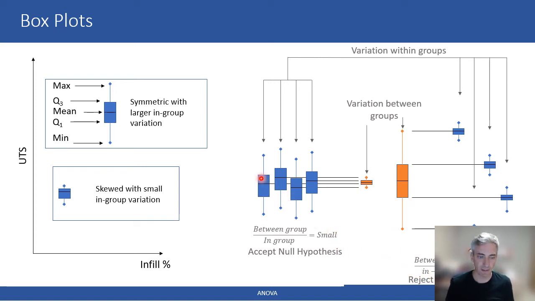Or oppositely, if the in-group variation is large and the between-group variation is small, which is the case here, then we would not be able to say with any statistical confidence that the treatment is having an effect on the output of the experiment.